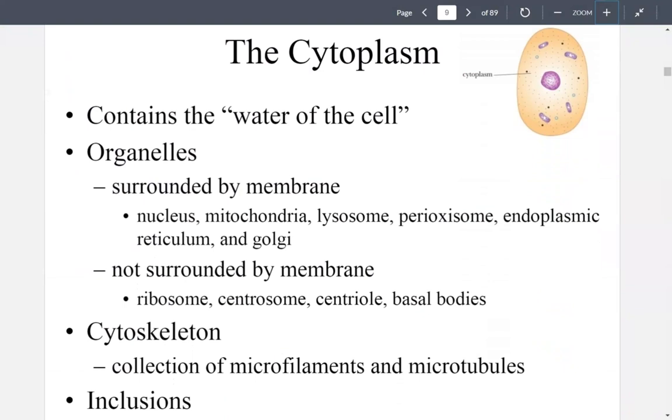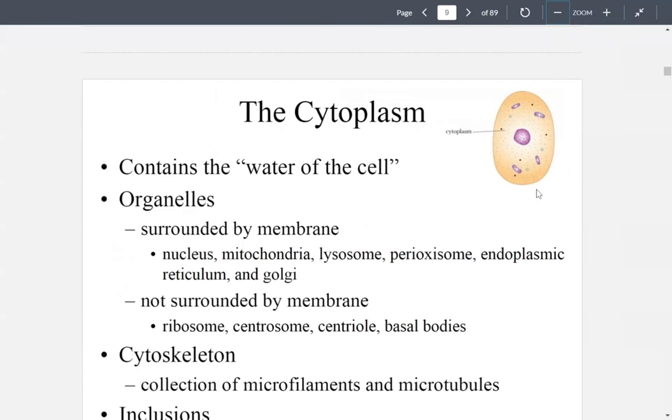These are things like the nucleus, mitochondria, lysosomes, peroxisomes, endoplasmic reticulum, both smooth and rough, and Golgi apparatus. Non-membrane-bound organelles, again, do not have a membrane surrounding and containing them, so they are really one with the fluid. These are things like ribosomes, centrosomes, centrioles, basal bodies. Now, those are the two things that people tend to talk about, the fluid and the organelles. But there are other things found within a cell's cytoplasm.